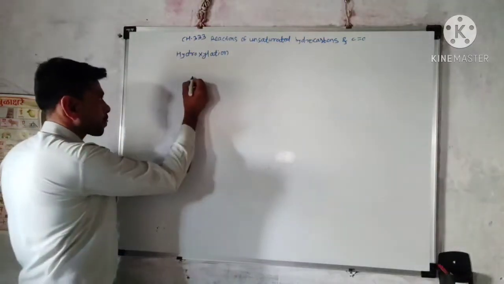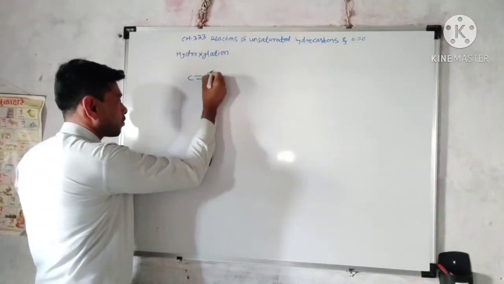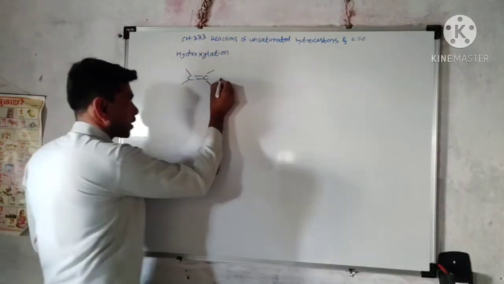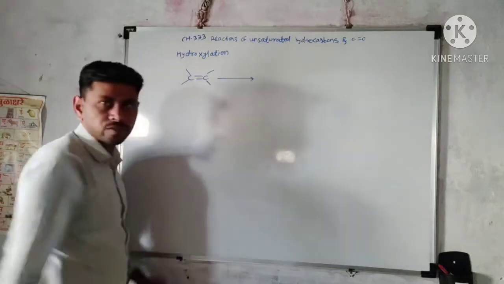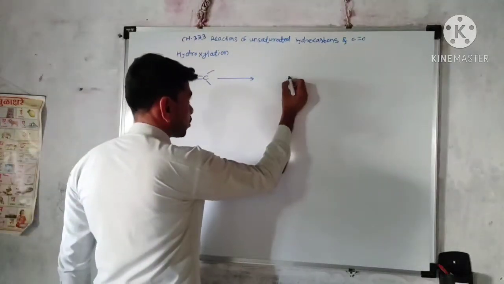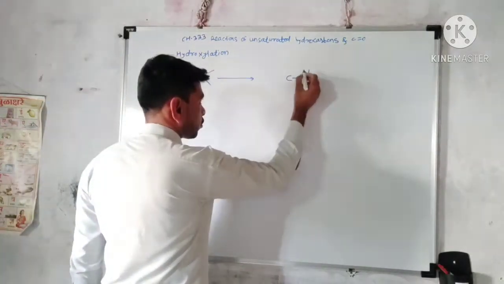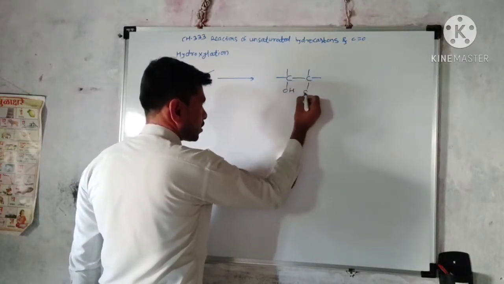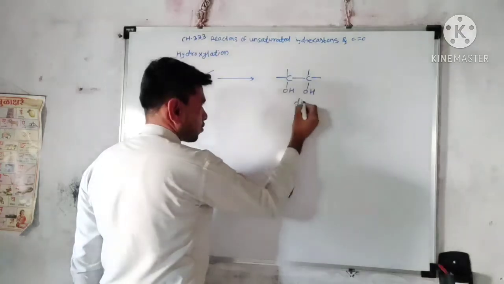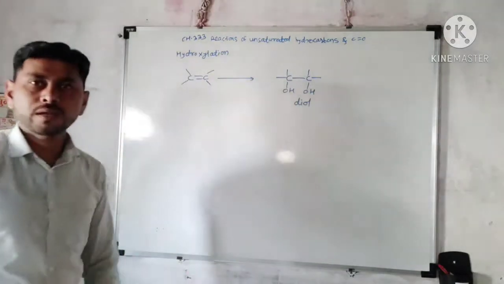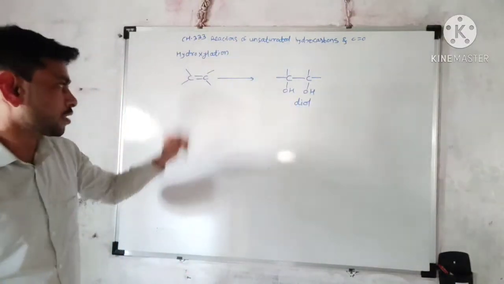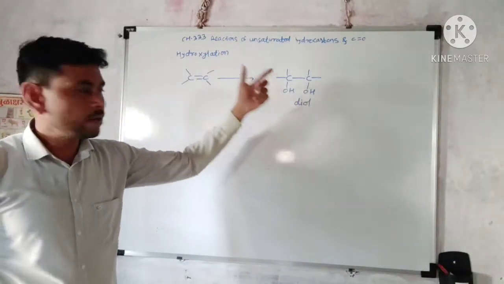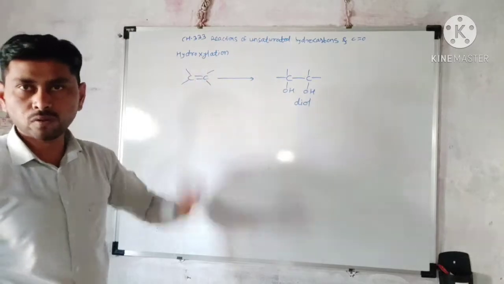Hydroxylation means simply when a carbon-carbon double bonded compound, an unsaturated compound, is reacted with some reagent, and there is a formation of vicinal diols, formation of a diol compound. This reaction is simply called hydroxylation. Formation of two hydroxyl groups attached to adjacent carbons, that reaction will be called hydroxylation.